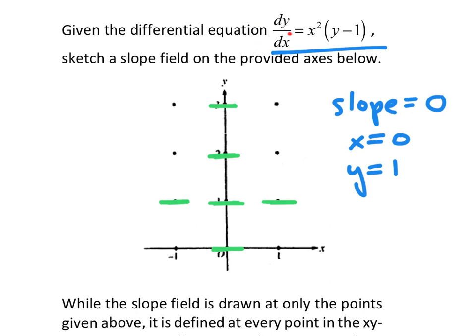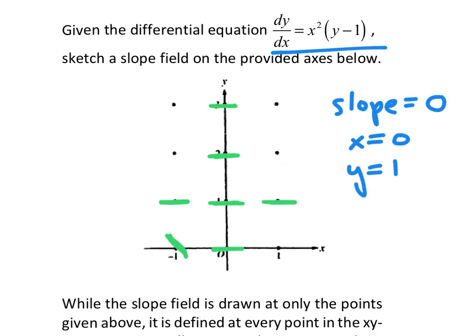Because remember, dy/dx, by definition, is the slope of the tangent line. So let's say I'm starting with this point right here. At that point, x is negative 1, y is 0. If I plug negative 1 comma 0 into dy/dx, I have negative 1 squared is 1, and then 0 minus 1 is negative 1. That tells me that dy/dx would equal negative 1. So I'm going to sketch a line that looks like it has a slope of negative 1. Then I'm going to do the same thing with the next point.